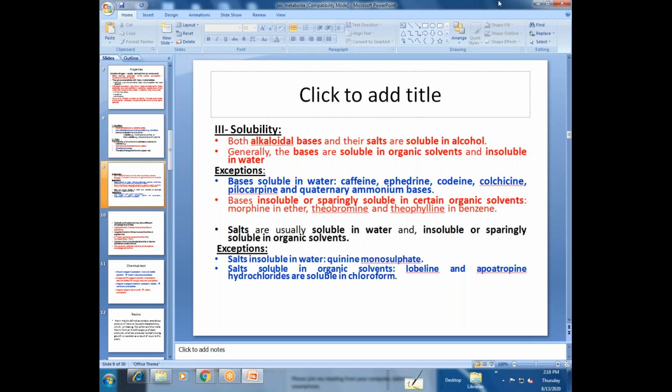Salts are usually soluble in water. Exceptions are quinine monosulfate. This is insoluble in water. These are not soluble in the organic solvents. Exceptions are lobeline. This is clear?